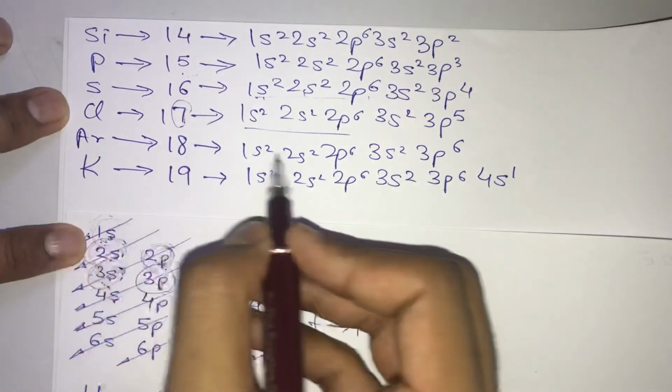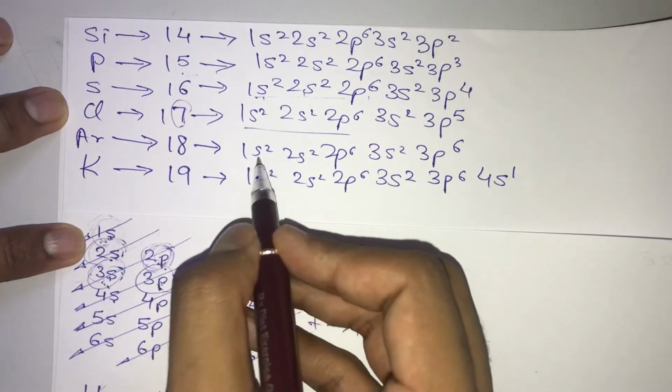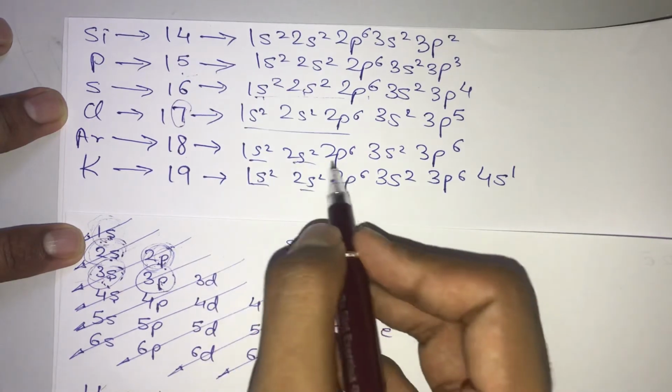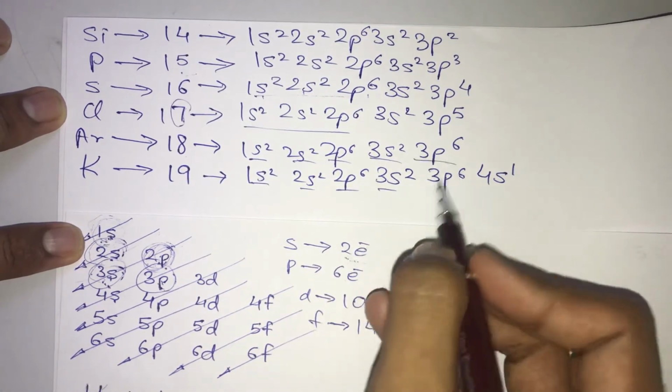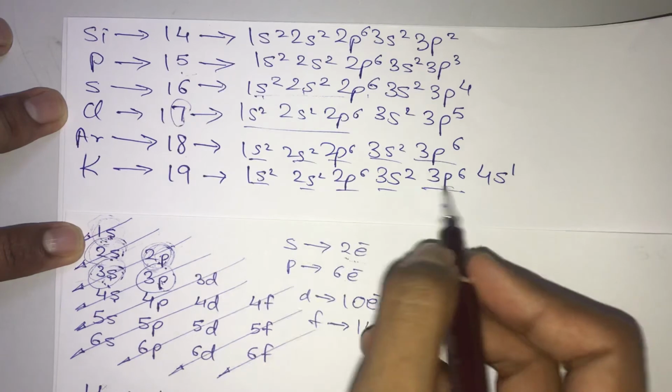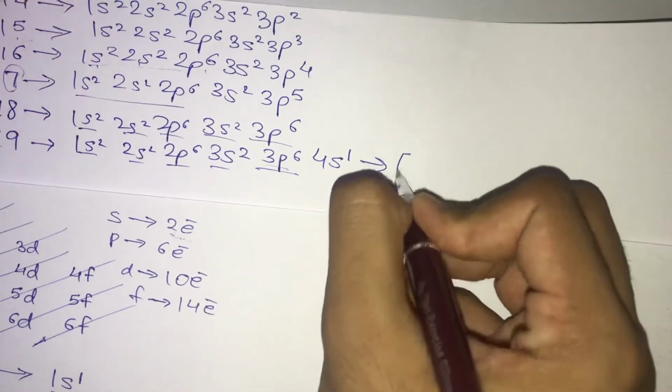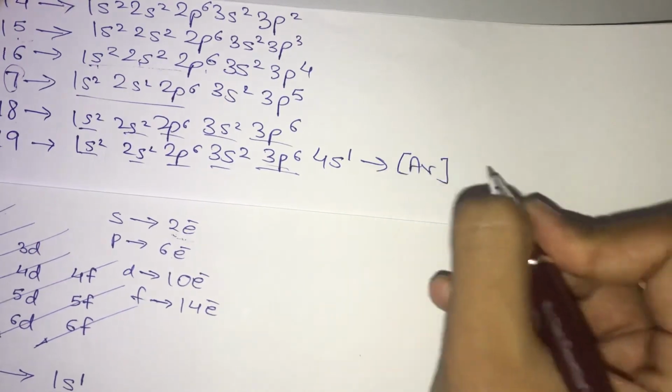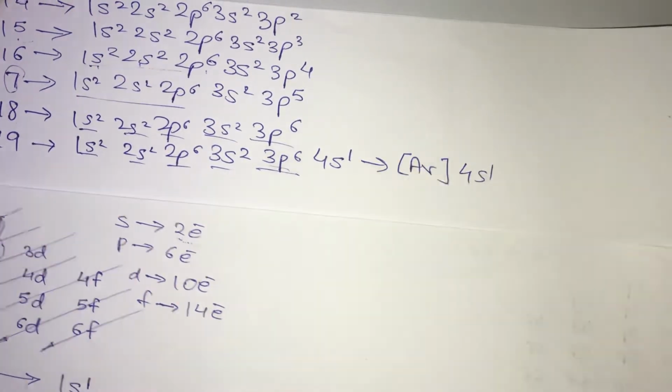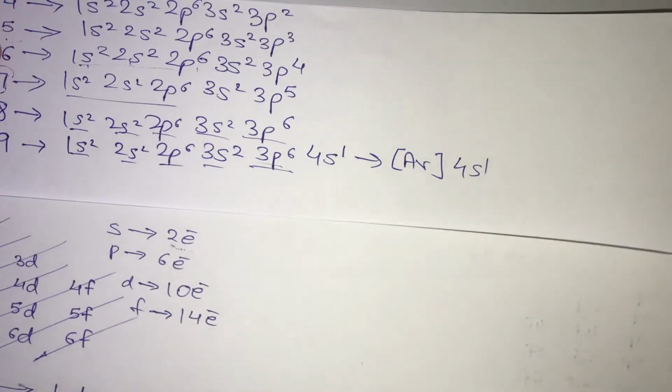Now guys, one more: the condensed electronic configuration formula. See, can you look at this electron configuration of argon? 1s2, 2s2, 2p6, 3s2, 3p6. So instead of writing this long thing, you can write the condensed electronic configuration as argon 4s1. So this is the condensed formula.